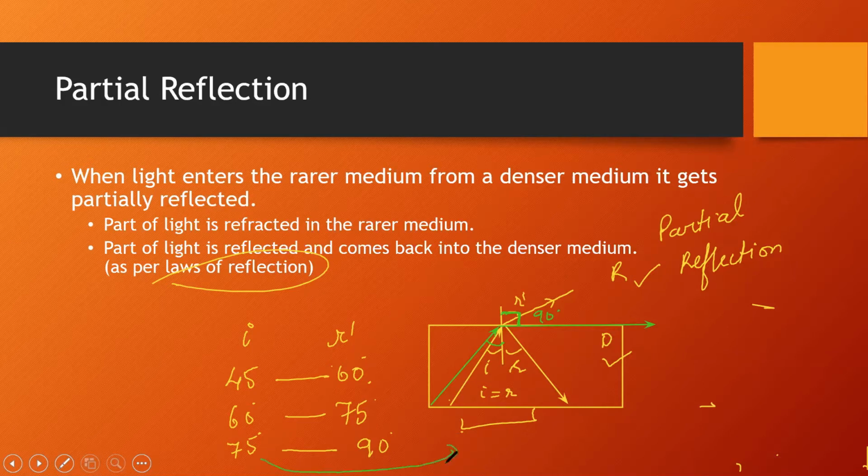Now, when I increase my angle of incidence more than 75, for example, if I go to 80 degrees, my angle of refraction would be more than 90 degrees, right? So when it goes more than 90 degrees, all the light rays will not go into the rarer medium, but will get totally internally reflected inside the denser medium only. When this happens, this is called total internal reflection. Right, let's do this in detail.